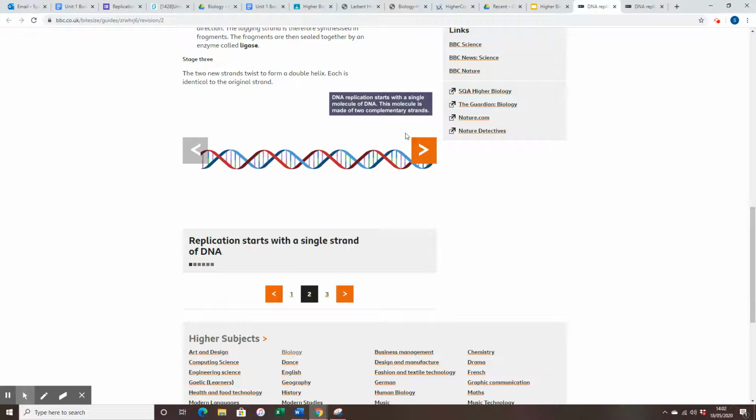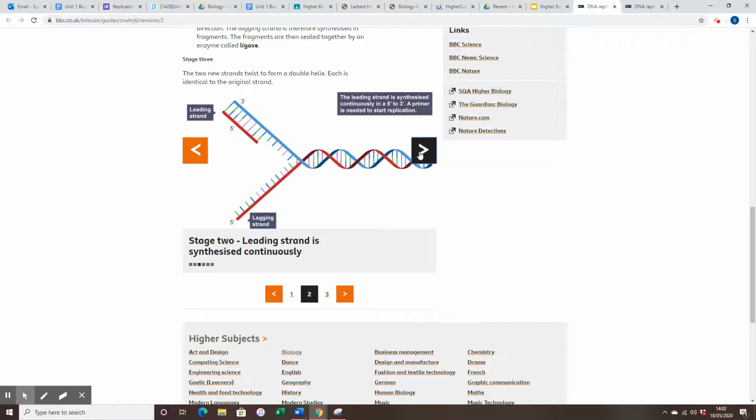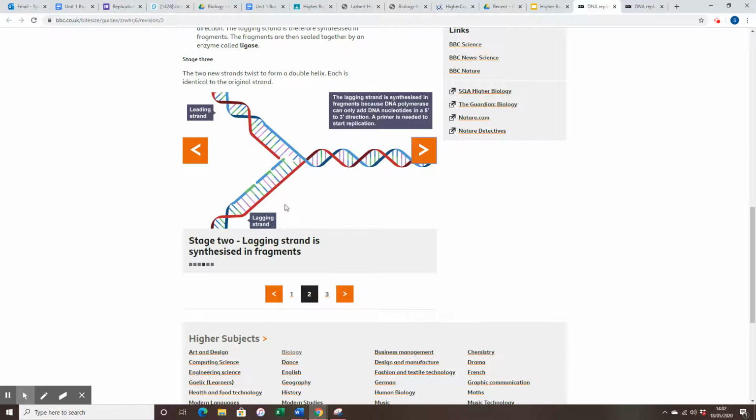Here we go. So have a look here. This is the diagram down at the bottom of the page. This is our DNA molecule. First of all, hydrogen bonds break and it's unwound as well. Leading strand forms, as we've already discussed. The important one we're looking at now is the lagging strand.